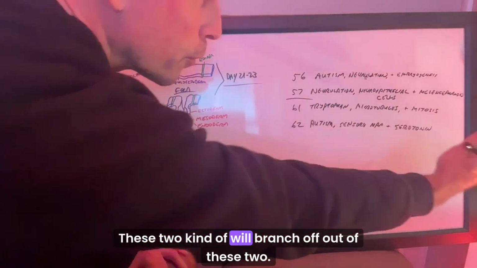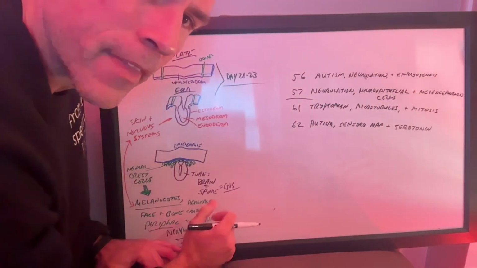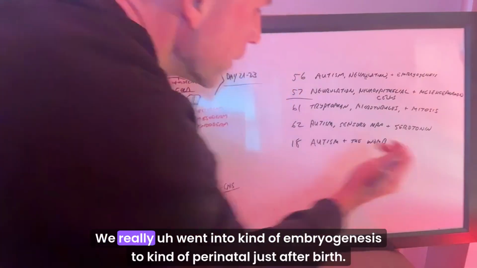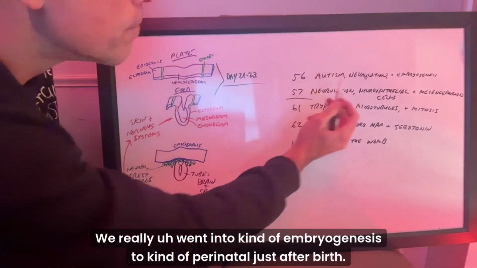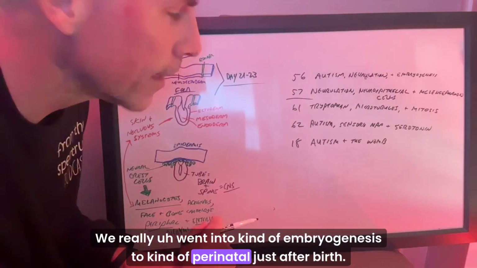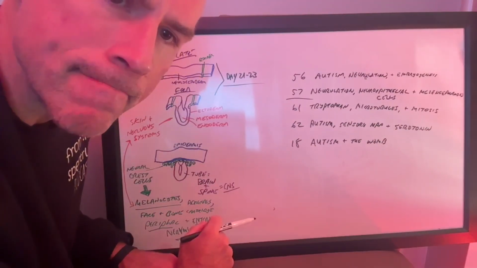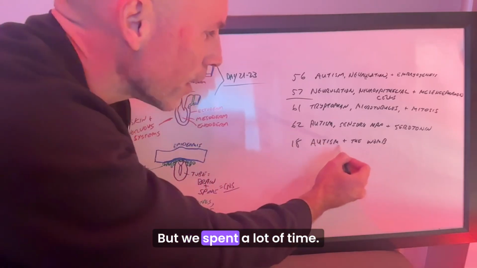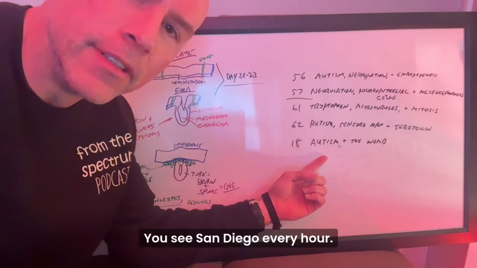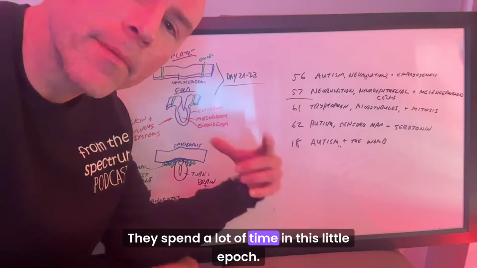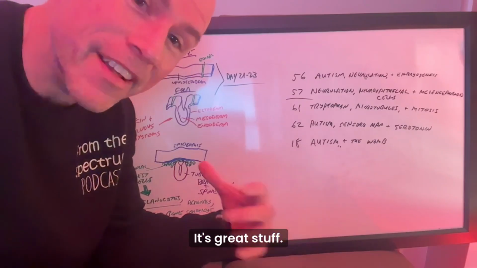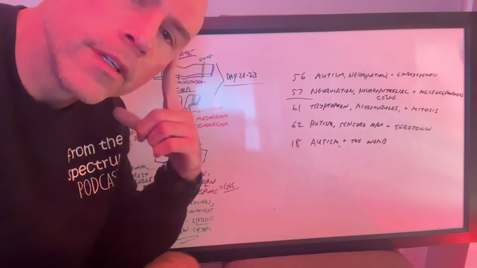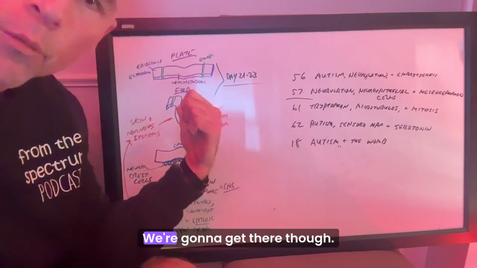Tryptophan. These 2 kind of will branch off out of these 2, nicely. You'll see, hopefully. And then way back in an old episode, we really went into embryogenesis to perinatal, just after birth, I think maybe up to 2 years. I can't remember actually, but we spent a lot of time. UC San Diego, Ivory Tower, they spend a lot of time in this little epoch. It's great stuff. They have great data. That episode really went into artificial light. We're going to get there though.